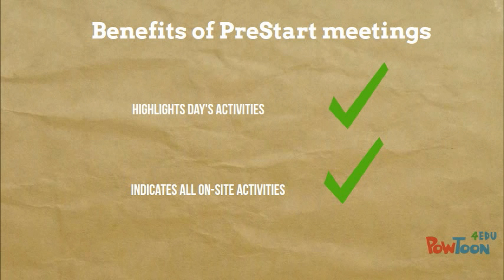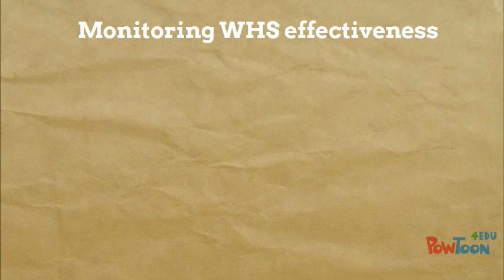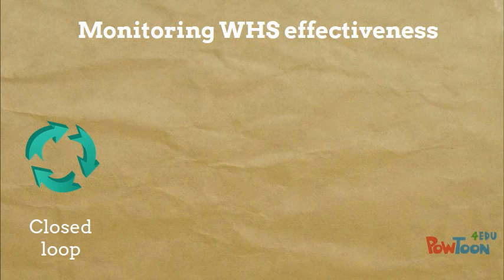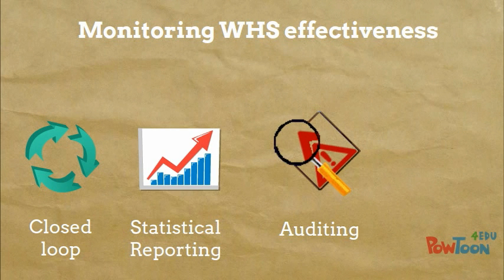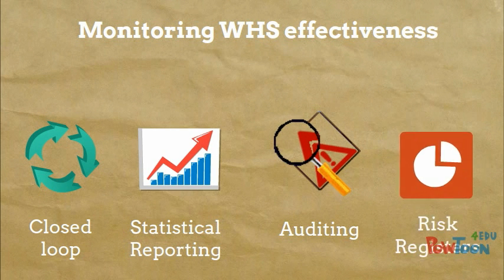Monitoring WHS management effectiveness is performed by a number of mechanisms, which can include closed-loop, statistical data recording and reporting, internal and external auditing of processes and procedures, creation and maintenance of risk registers, and other strategies.